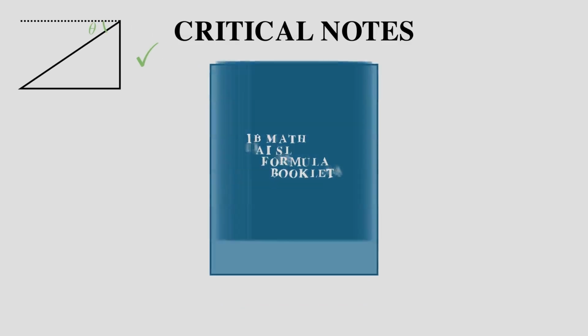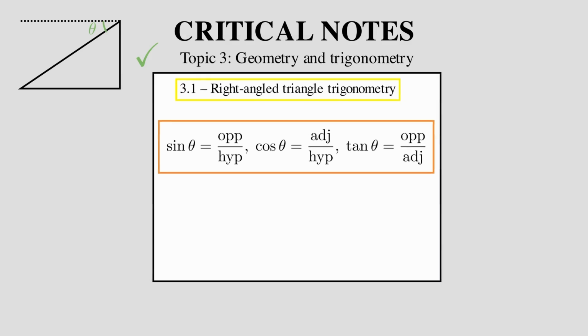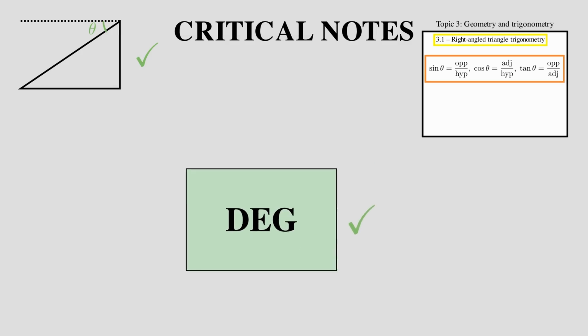Second, you are not expected to memorize formulas. SOHCAHTOA relationships are in the formula booklet under topic 3, geometry and trigonometry. Know where to find it and how to use it. Third, check your calculator mode. For geometry problems, we always work with degrees. Make sure your calculator is in degrees, not in radians, or all your answers will be incorrect.